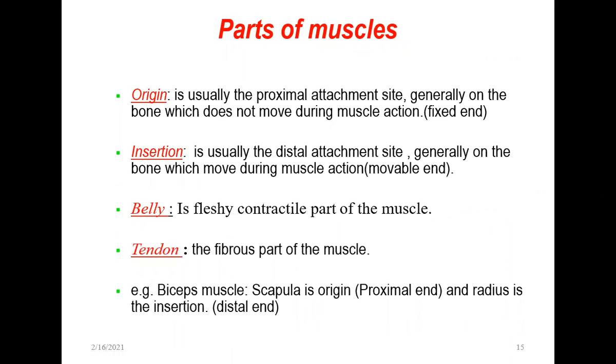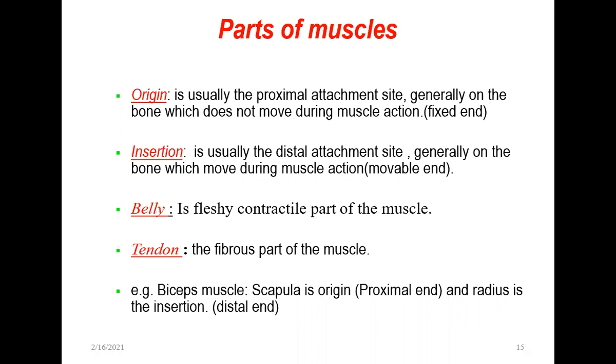Now coming to the parts of the muscles. What are the parts of the muscles? Whenever you study a muscle, it has basically four parts. One is called the origin, the second is the insertion, the third is the belly, and the fourth is the tendon.